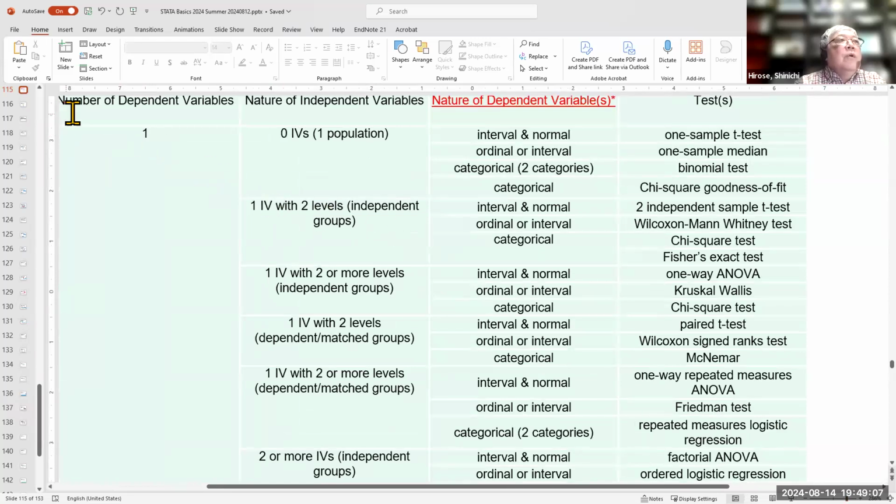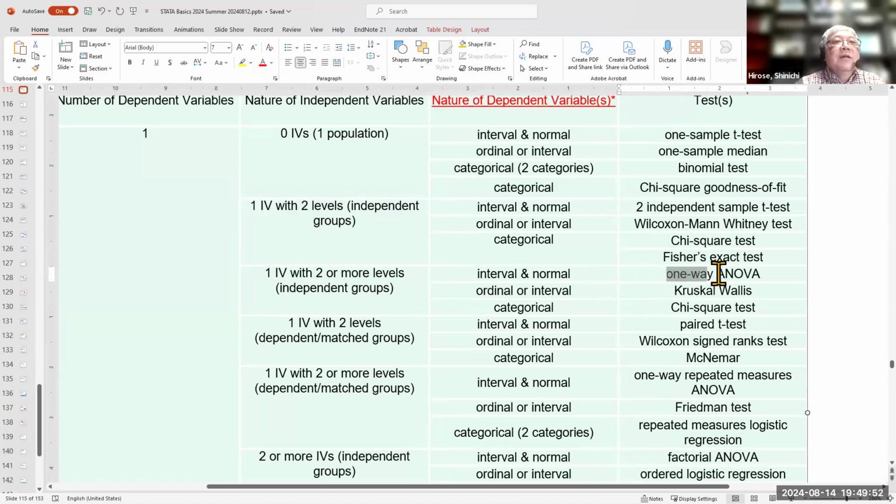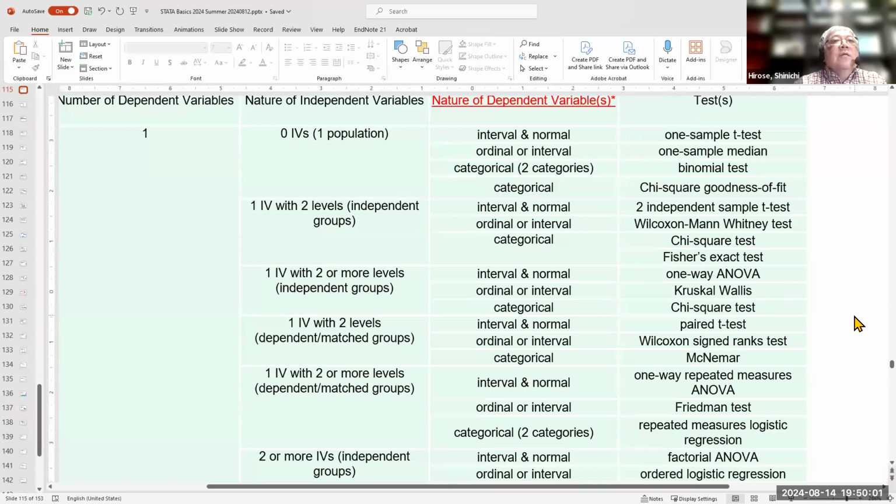For example, if the number of dependent variable is 1, and one population, no independent variable, then you can conduct one sample t-test or one sample median binomial test. If you have one independent variable with 2 levels of independent groups, then you can conduct 2 independent sample t-tests, chi-square test, Fisher's exact test. And if you have one independent variable with 2 or more levels, then you can conduct one-way ANOVA, as we learned, or Kruskal-Wallis.